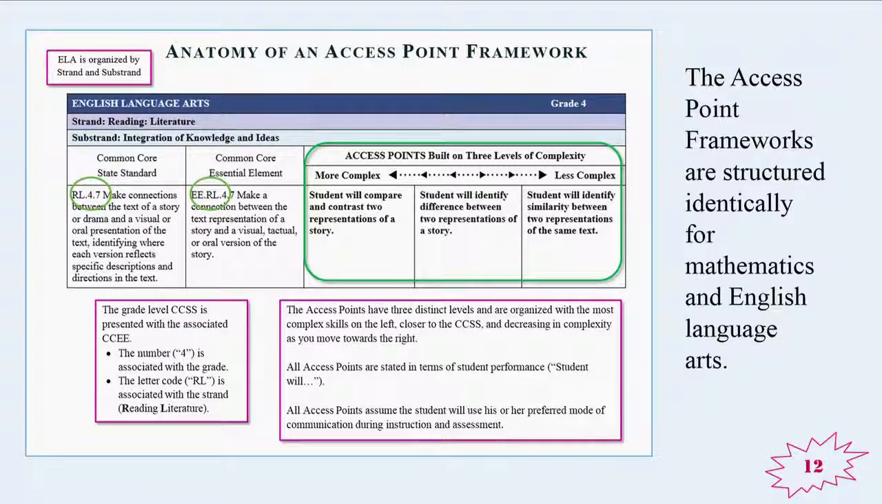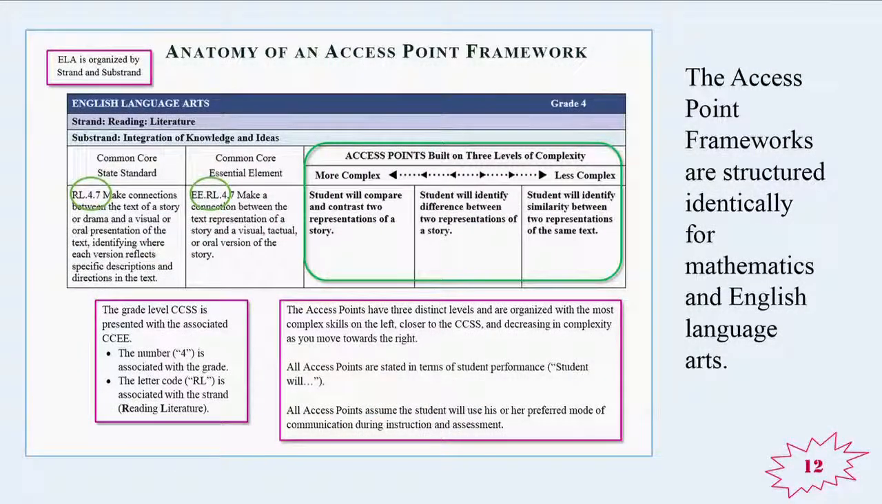So if you take a look, you start all the way over on the left with the Common Core State Standard. That is a general education standard for 4th grade reading literature. Next to it is the essential element. Those were derived from a consortium group with the University of Kansas, and we're using them. So from that, we built 3 access point frameworks that come here. So we have an entire framework with 3 access points that are associated here.